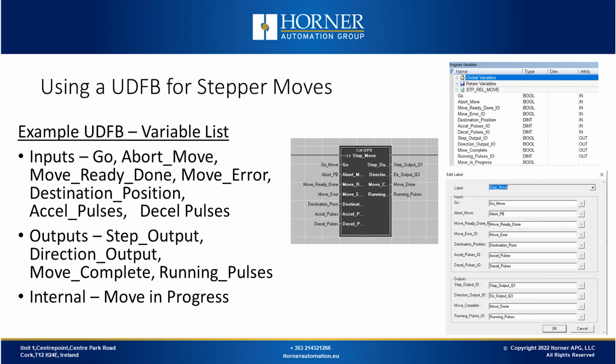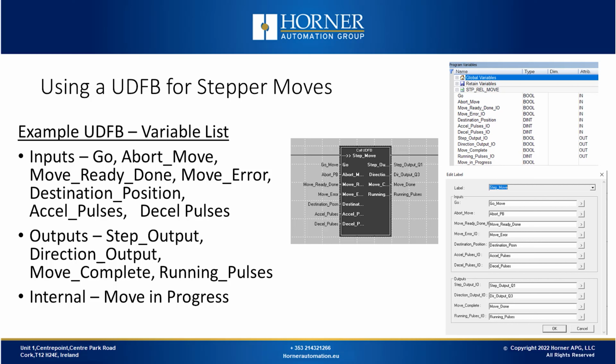So here are the variables that we'll put together for the UDFB on the input side. I'll have my go bit that initiates motion, an abort bit to stop things if necessary, and I'll have a move ready done bit that's tied to %I1617 for stepper number 1. I also need to monitor my move error bit, which is coming from %I1618, and I'll have a destination position that I'm going to feed the block. Then I also need to reference the number of accel pulses and the number of decel pulses because I need to provide that information to the OCS so we can execute the move properly.